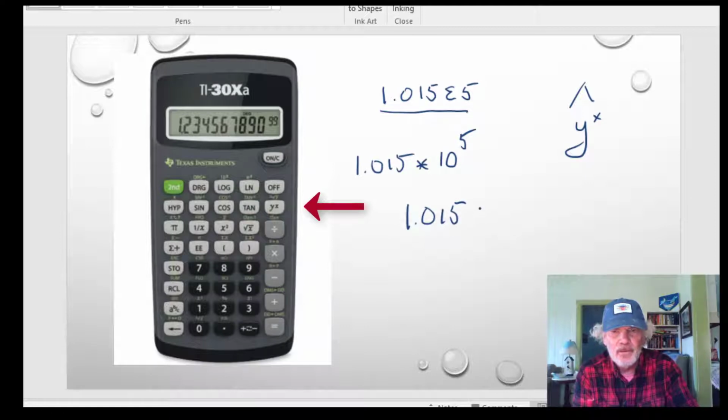1.015 times 10, and then you hit the y to the x key, and you put the 5 in. It's the same thing as raising to the power of 5. But use the y to the x key. So you punch in the 10, then you hit the y to the x key, and then you punch in a 5.